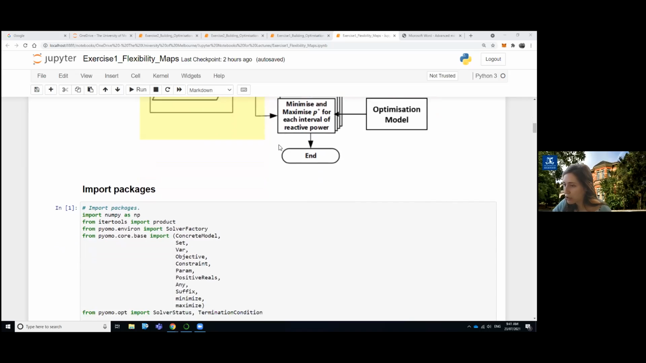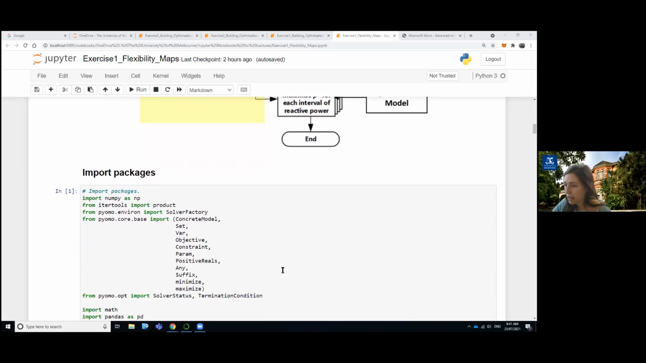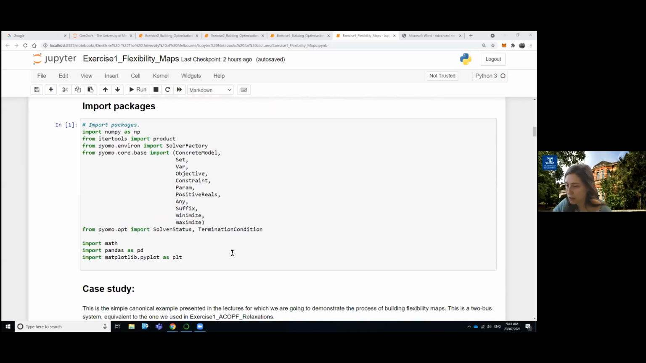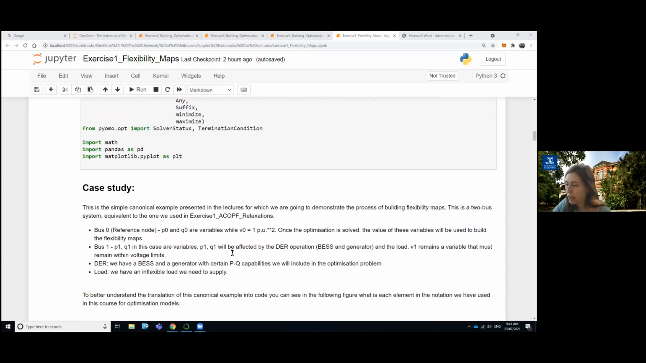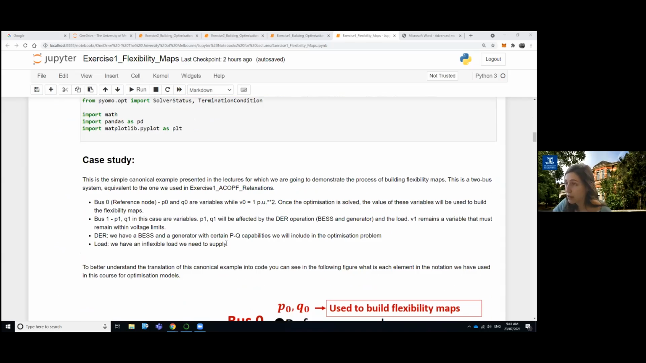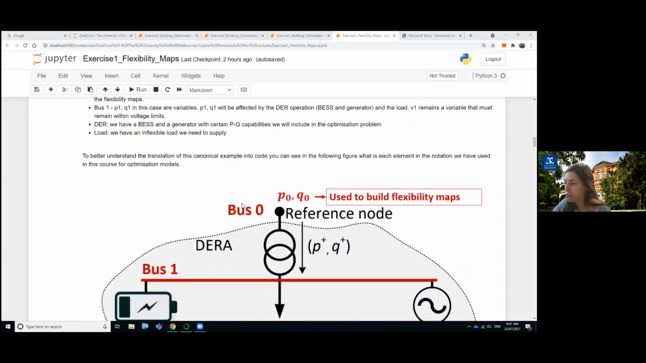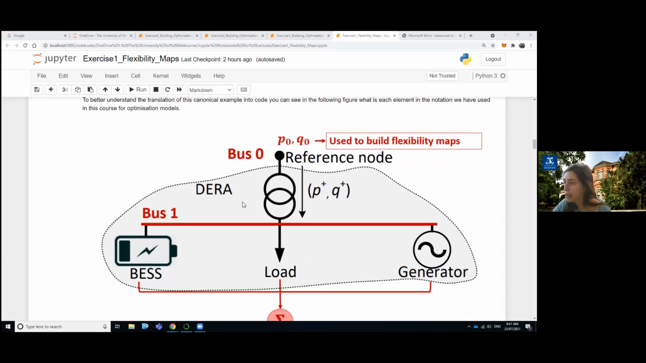So we're gonna import packages. You will remember that from the day 2, they are essentially the same packages. And we're gonna do these flexibility maps, or start building the flexibility maps for the toy example that Pierluigi presented.